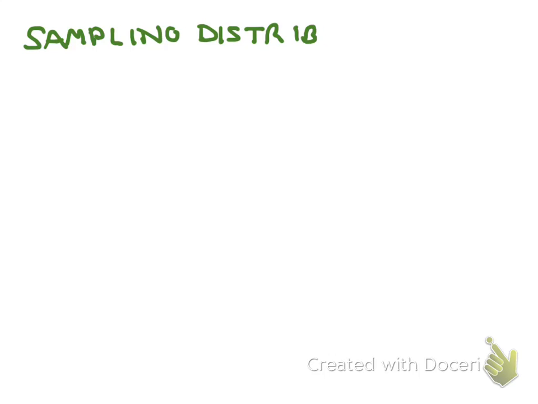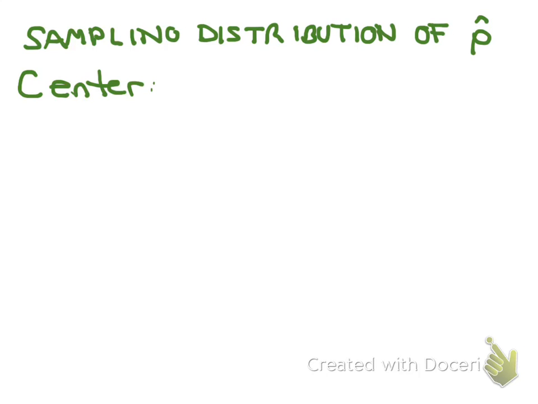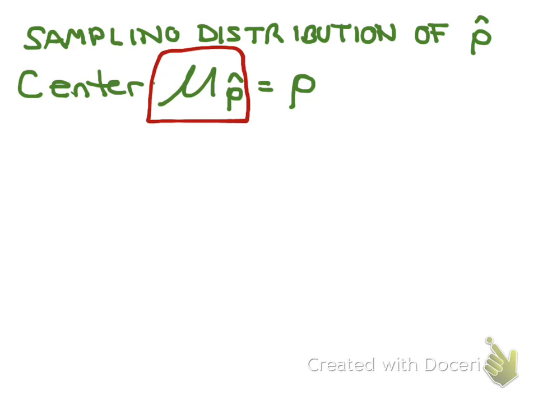So let's take a look at the sampling distribution of p-hat. First of all, we have to think about the center. The center here, the center of all p-hats, the center of the sampling distribution will be equal to p. Now notice the notation I use there. It is the mean of the p-hats, and that p-hat is a subscript here.